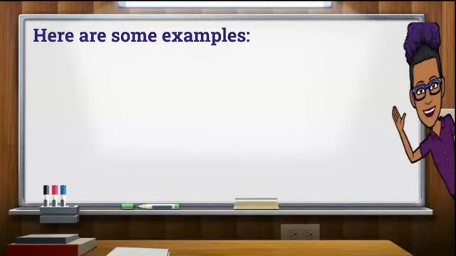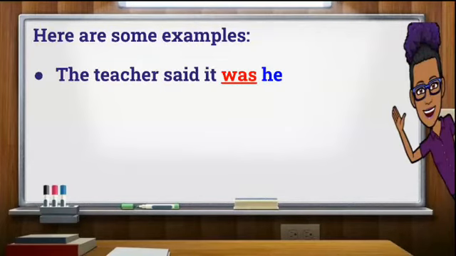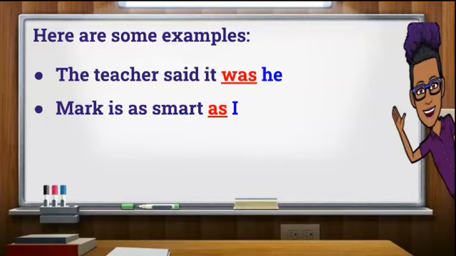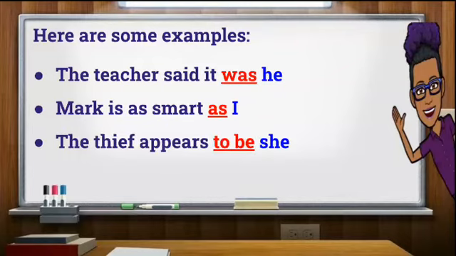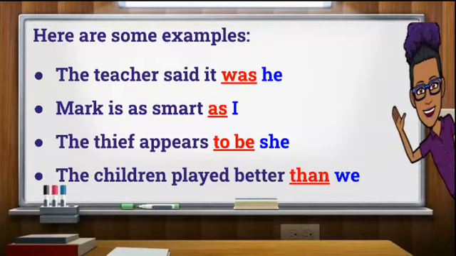So here are some examples of subject pronouns used after verbs to be and after as and than. The teacher said it was he. Mark is as smart as I. The thief appears to be she. And the children played better than we.